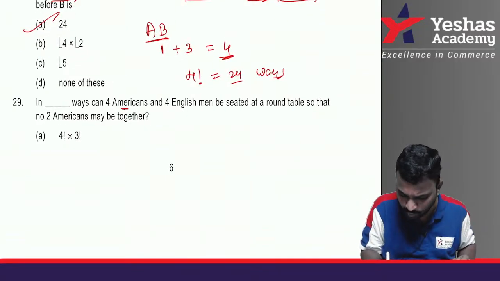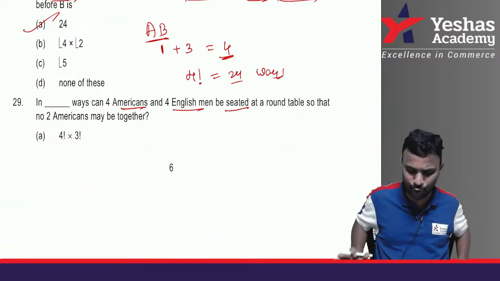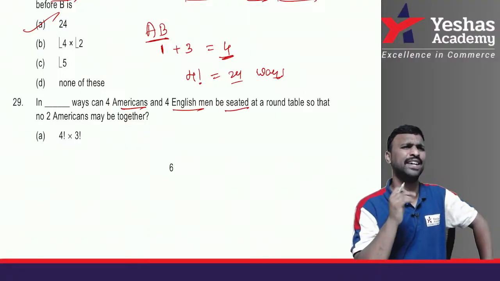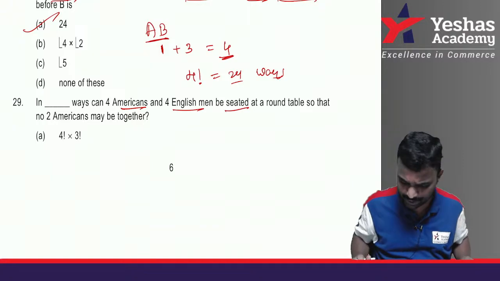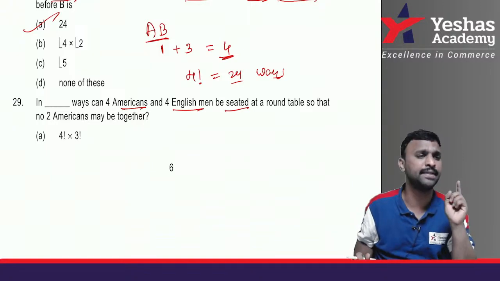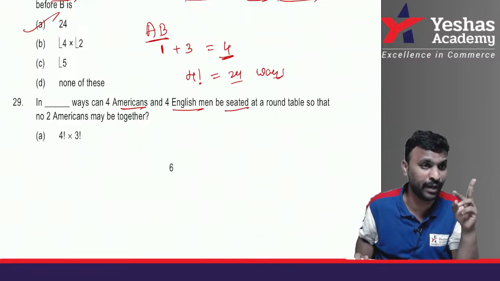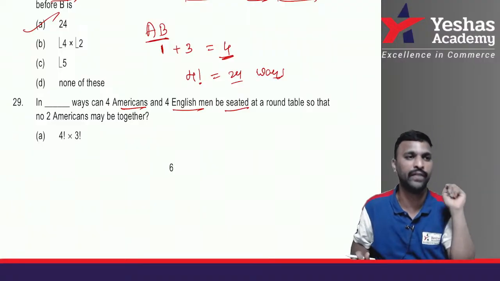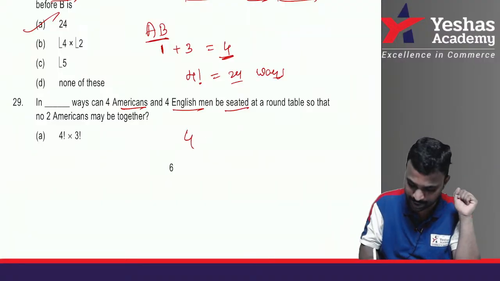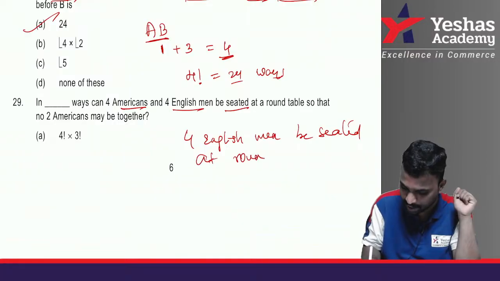Right, moving on to the next question. In dash ways can 4 Americans and 4 Englishmen be seated at a round table so that no 2 Americans may sit together? It's like no 2 men, no 2 women. Yes or no? Right. So there are 4 Americans and 4 Englishmen. So no 2 Americans sit together means each American has to be placed in between 2 Englishmen. First of all, we shall arrange Englishmen to create the gap between Englishmen, right? So 4 Englishmen be seated at a round table, how many ways?